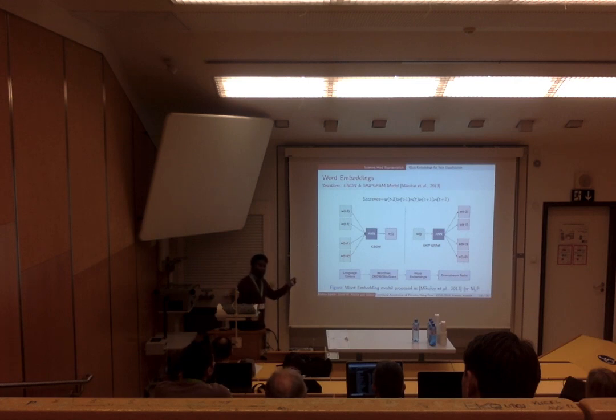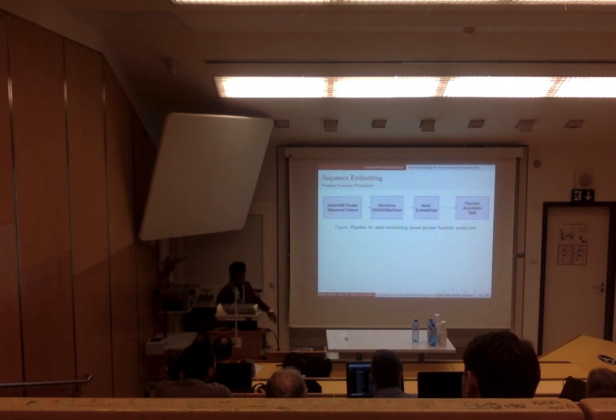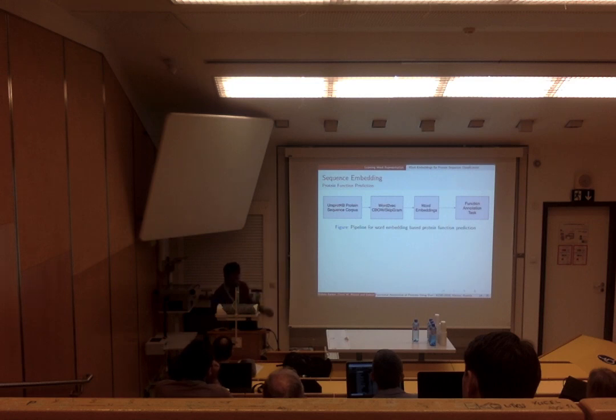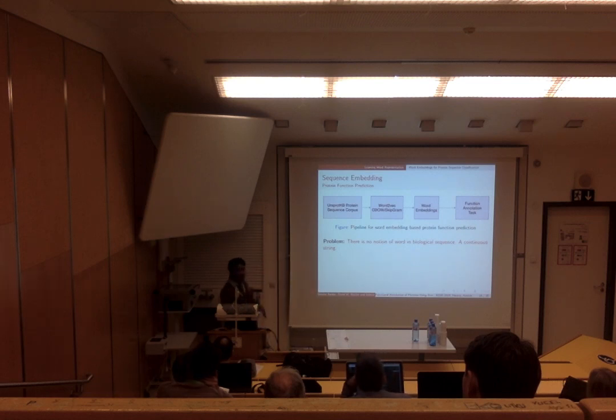I talked about sequences; proteins can be seen as text, a sequence. So we can build a corpus of sequences and follow this pipeline for learning sequence embedding. You have a sequence corpus, you use CBOW or Skipgram, then you have embeddings, and you do your functional annotation task, for example the task I described. But there is a problem. In natural language processing, words are significant units; they have meaning. But in biology, sequences are continuous strings.